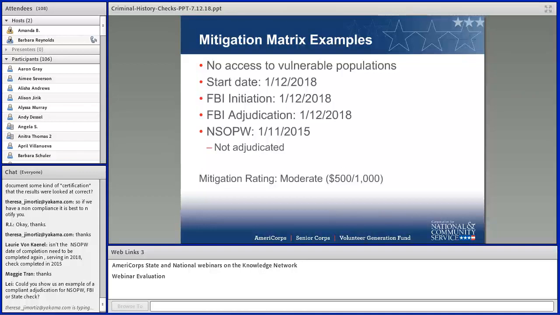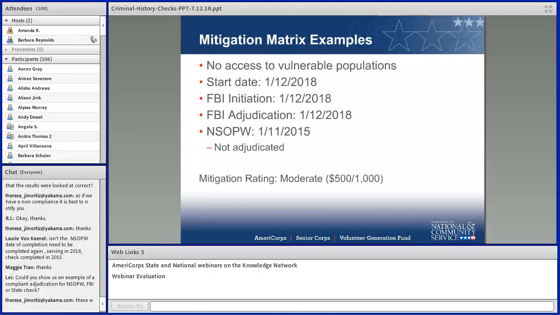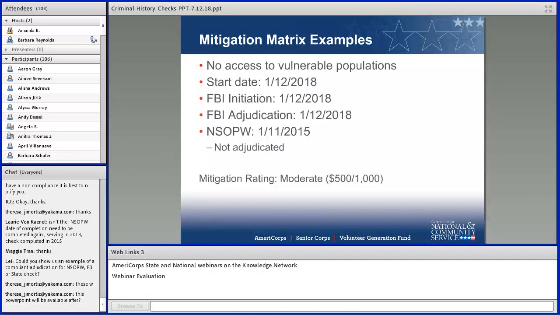I got a question about showing an example of a compliant adjudication for NSOPW, FBI, and state checks. I do not have one on me right now, but we don't actually dictate what it should look like. So what I think is best to think about is, God forbid, pretend you're under an OIG audit. The OIG often uses contractors to do their audit, and oftentimes these contractors may not have any idea about who you are, your organization, or your program even. So how can you prove to someone who has no relationship to you or no understanding of your program that you are compliant? They're going to be looking to the law, asking if you are compliant to the letter of the law.